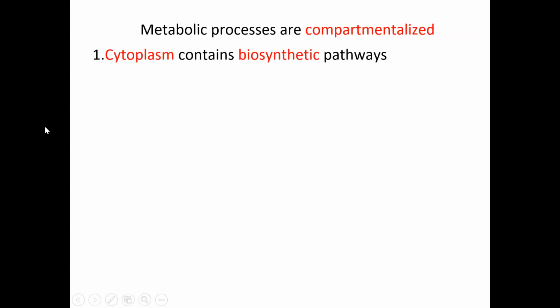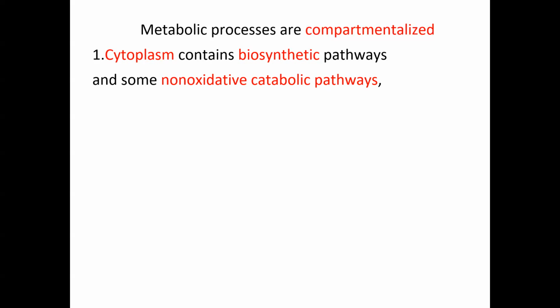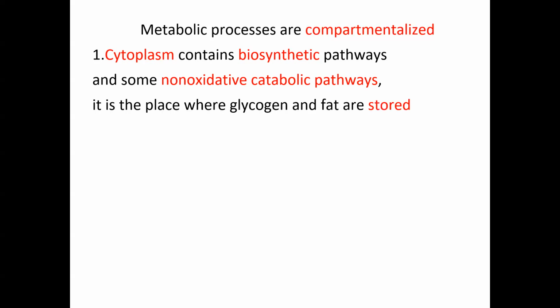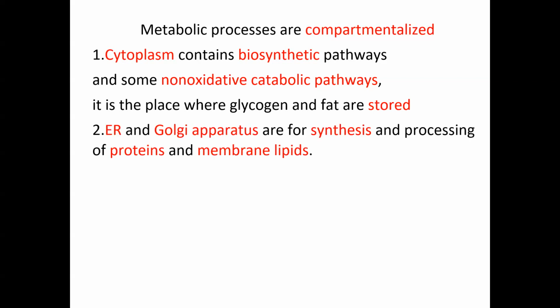So usually the cytoplasm contains biosynthetic pathways. What do I mean by biosynthetic pathways? We are making large molecules. Whenever there is a synthesis of something, it is made in the cytoplasm. And also we have a few non-oxidative catabolic pathways. What do we mean by non-oxidative? They don't involve oxidation reduction, and we'll talk about this later next week, inshallah. Also in the cytoplasm is where we store large molecules such as glycogen and fat. So: biosynthesis, non-oxidative pathways, and storage of large macromolecules.